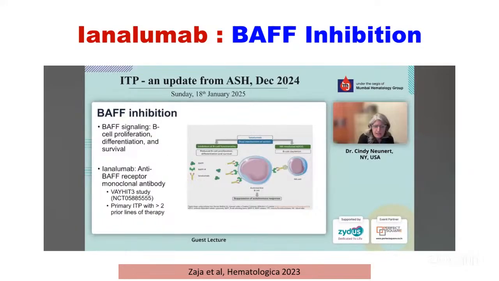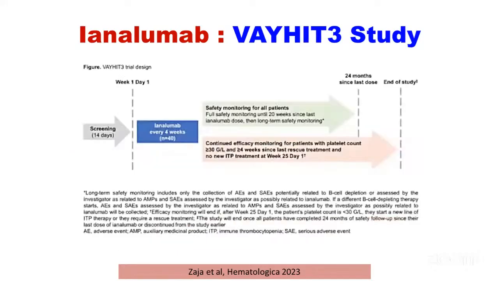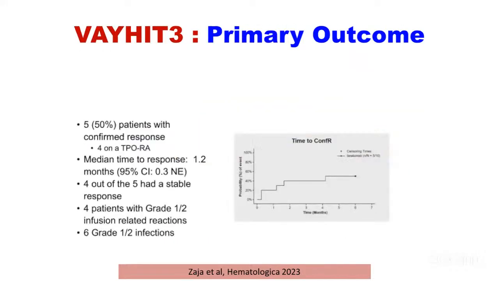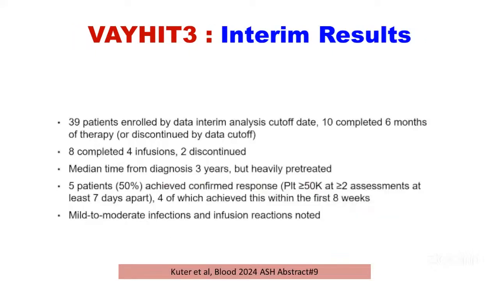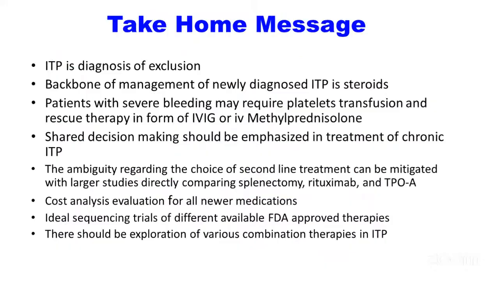Another is ianalumab, a BAFF receptor inhibitor, which is a monoclonal antibody against the BAFF receptor, a B cell stimulator. There are trials like the VAYHIT2 study and VAYHIT3 study. It has been shown that over the period of 24 months, there is significant improvement of the platelet count, particularly in those who are refractory. These results are not yet published. This is the ASH update in 2024.